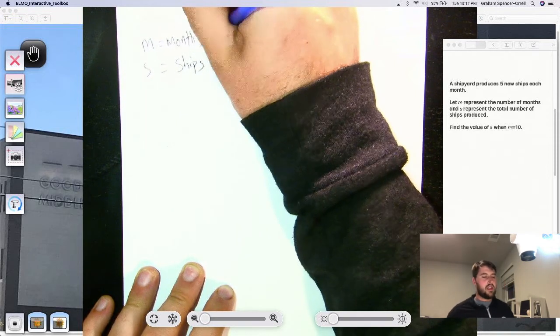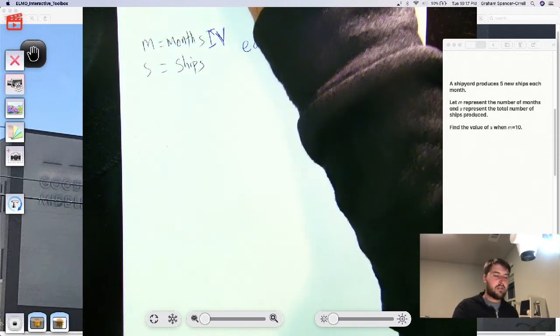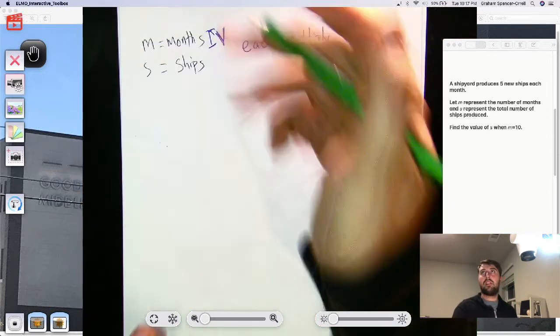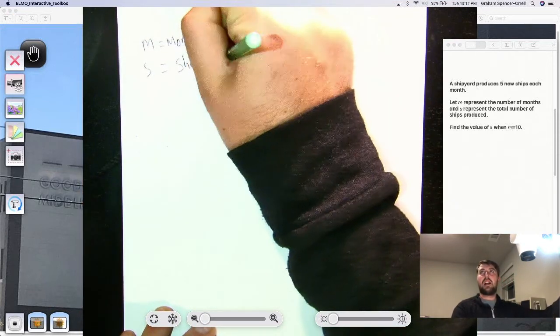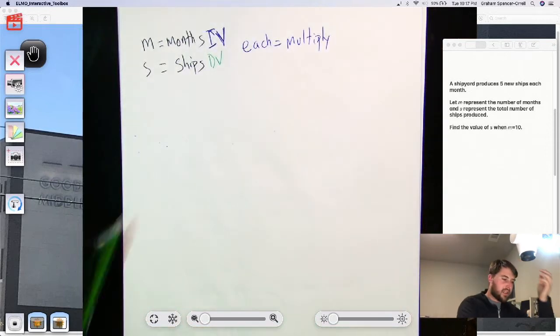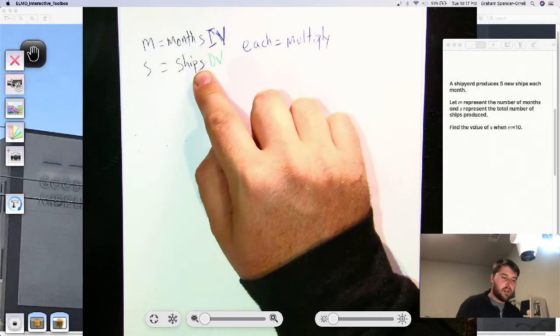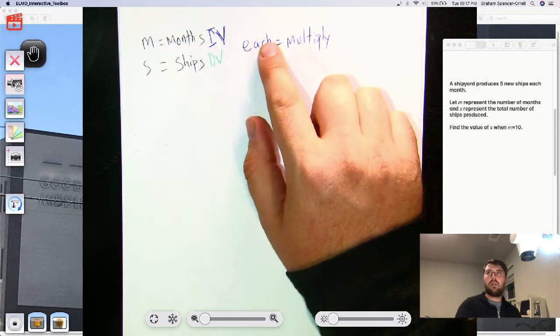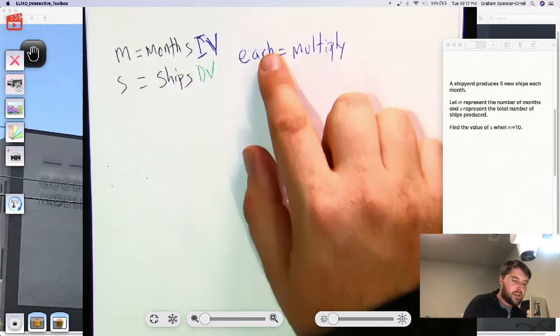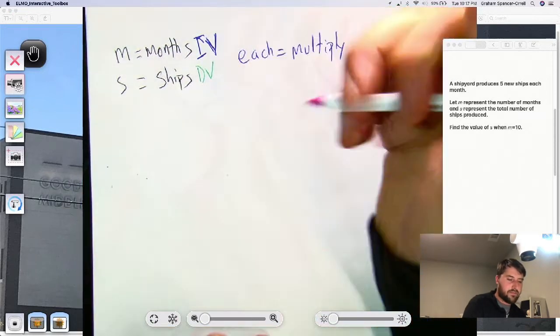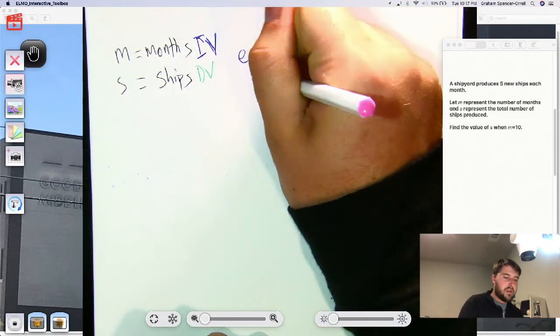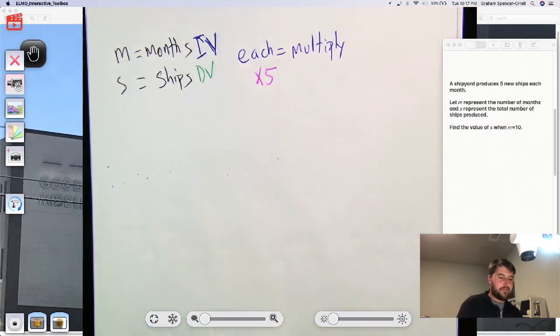Okay. So for each month, they build 5 ships. And if each means multiply, that must mean we're going to multiply by 5. Okay. So we want the value of S, we're going to say S equals the number of months, which is M, and then the 5 ships each month times 5.